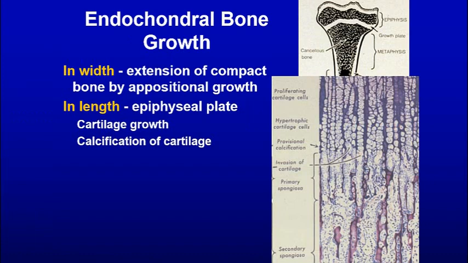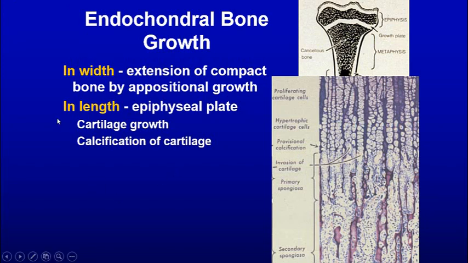So in terms of endochondral bone growth, in width, you have expansion of the compact bone by appositional growth. That is, on the edge of bone, or the periosteum or the endosteum, you have differentiation of fibroblast-like progenitor cells, mesenchymal cells. They go to osteoblast, and the osteoblast changes to osteocytes whenever it gets trapped in lacunae.